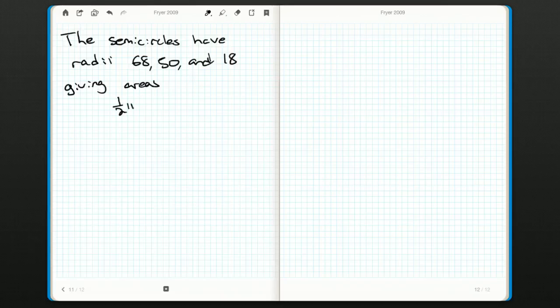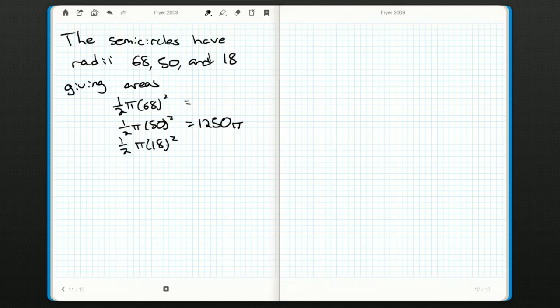So we want 1/2 pi 68 squared, 1/2 pi 50 squared. We know that one, that's 1250 pi. And 1/2 pi 18 squared, so that's going to be 1/2 of 324. So that's going to be 162 pi, and what was that first one? 68 times 68. Divide that by 2. 2312 pi.